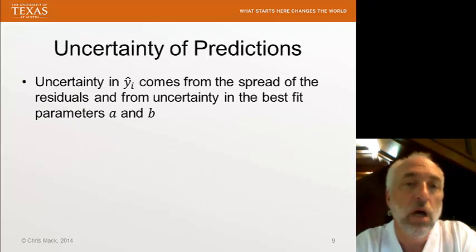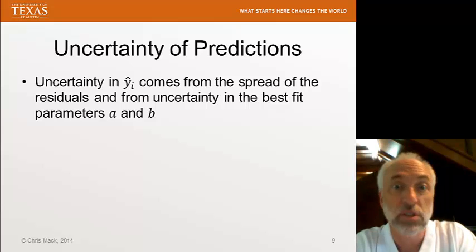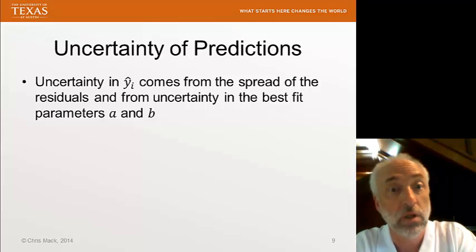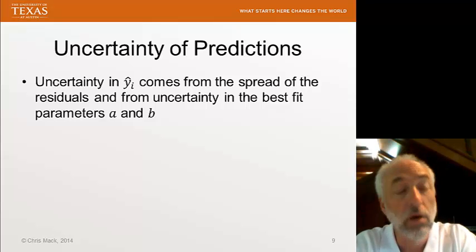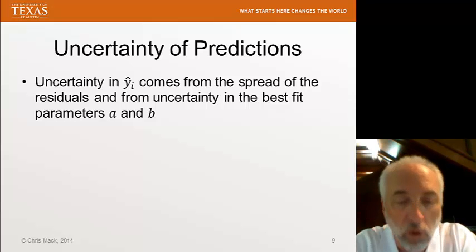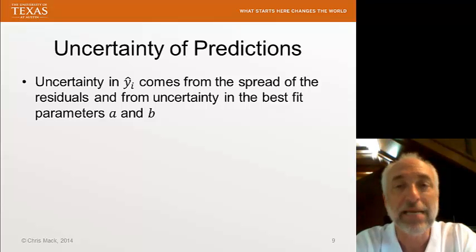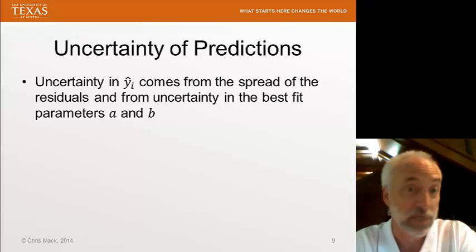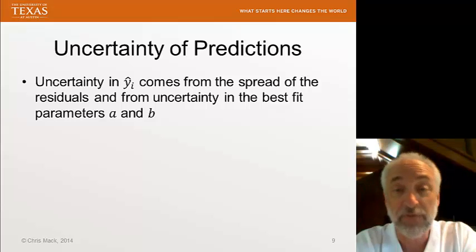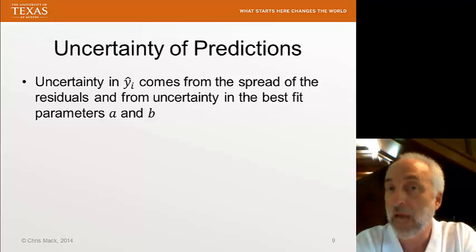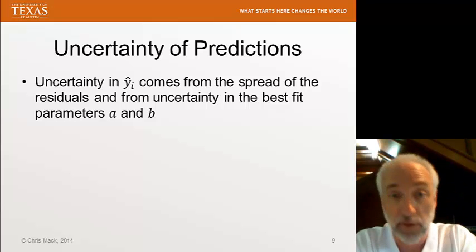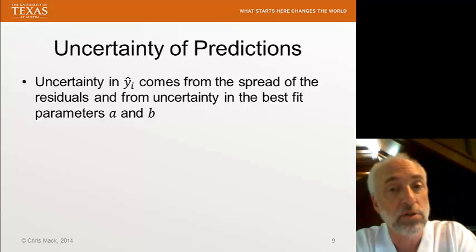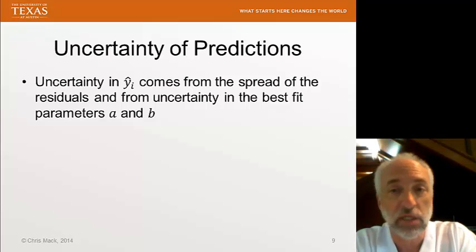So, we have one more important statistic that we want to understand, and that's the uncertainty in the predicted values. Often, the whole reason that we create a model is so that we can make predictions using that model. So if I create a linear model, I want to be able to use that linear model to predict the outcome of some future experiment. Well, what's the uncertainty in y hat, the predicted value?